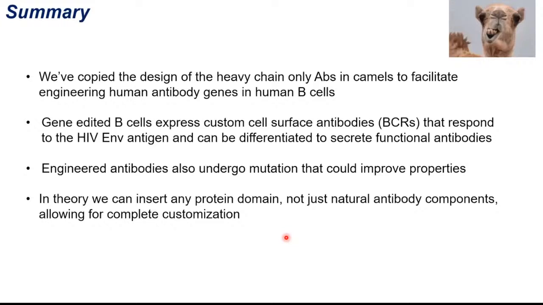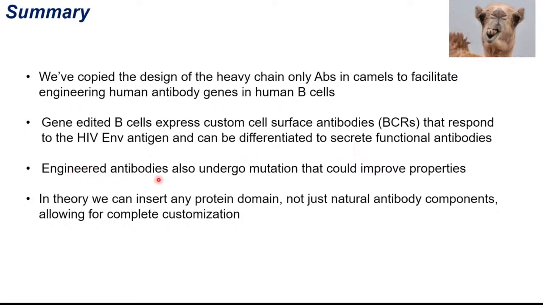In summary, we've copied the design of the heavy chain only antibodies that are made by camels to facilitate engineering human antibody genes in human B cells. We've shown that our gene-edited B cells express our desired custom cell surface antibodies, the so-called BCRs, that respond, in our case, to interaction with the HIV-M GP120 protein and can be differentiated to secrete antibodies that are functional and neutralize HIV.